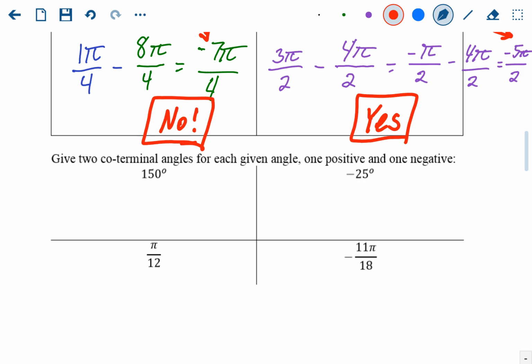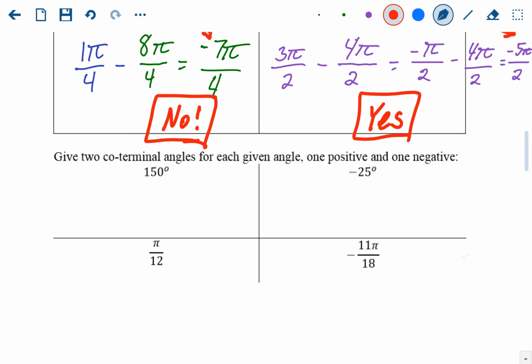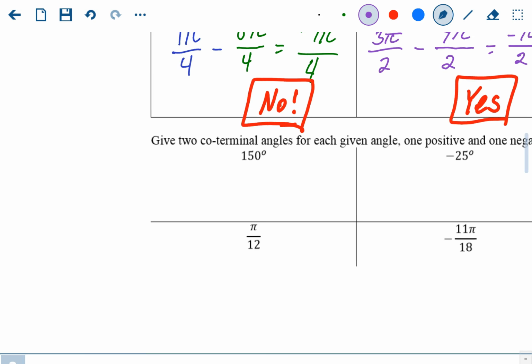The next part, give 2 coterminal angles for each given angle. Make one positive, make one negative. Now again, degrees are always a little easier because you don't have to deal with the fractions. For finding coterminal angles for 150 degrees, you're just going to do 150 plus 360 and 150 minus 360. You can do those in your head, off to the side, or in the calculator, however you want.